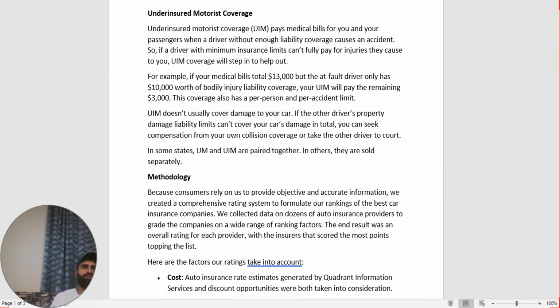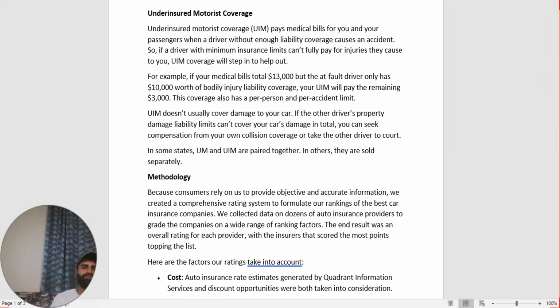UIM doesn't usually cover damage to your car. If the other driver's property damage liability limit cannot cover your car's damage in a total loss, you can seek compensation from your own collision coverage or take the other driver to court. In some states, UM and UIM are paid together, and in others they are sold separately.